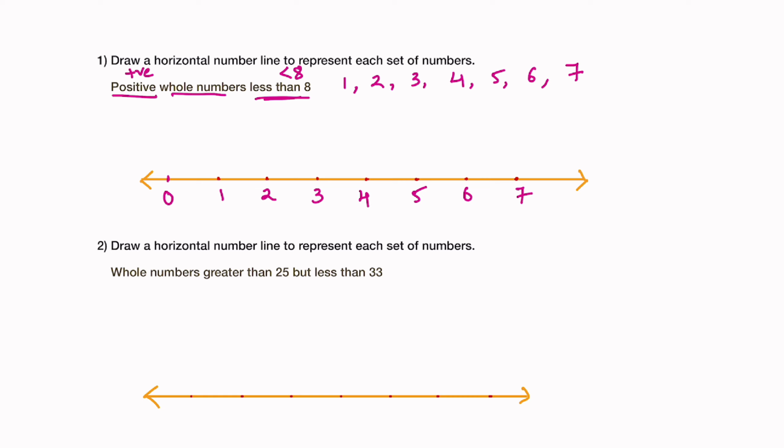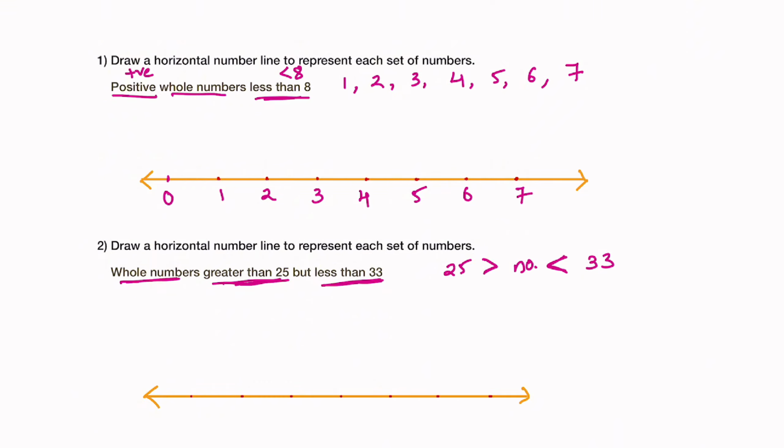The next one, whole numbers again, greater than 25 but less than 33. So let's write and get the inequality signs in place, right? So 25, there's a number, and you have 33. So what does it say? Greater than 25. So this number is greater than 25 but less than 33. So the number is less than 33, right? So this is how we would represent it.